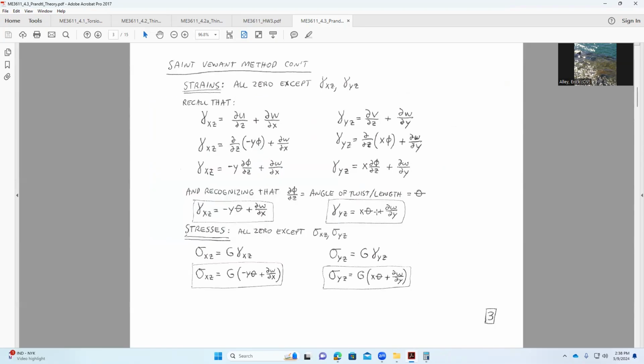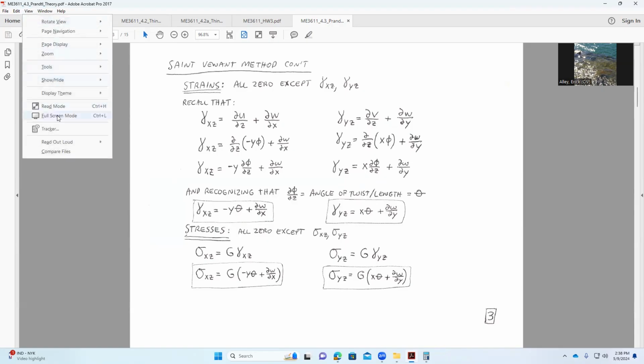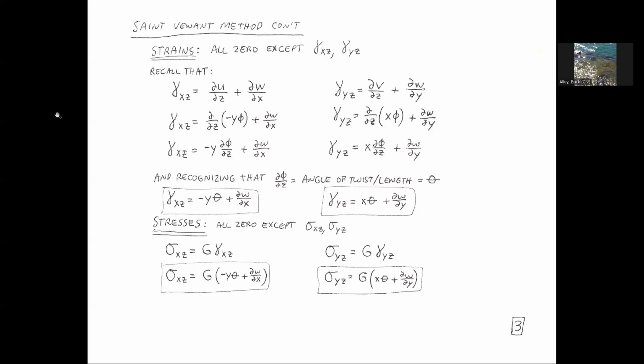All our strains are zero except for xz and yz. And we know to get those engineering strains, we take opposite derivatives. So du dz plus dw dx and dv dz plus dw dy. So if I plug in what I just made for u and for v, right there. W, we still don't know, but gamma xz is going to be z derivative of this, minus y phi.